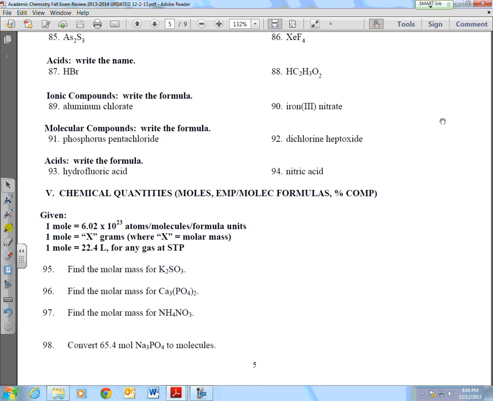Okay, question 88. Okay, an acid. So how do we write this acid's name? This is a good question. That's a polyatomic ion named acetate. So remember the rule is what I ate was icky, so this will be called acetic acid.